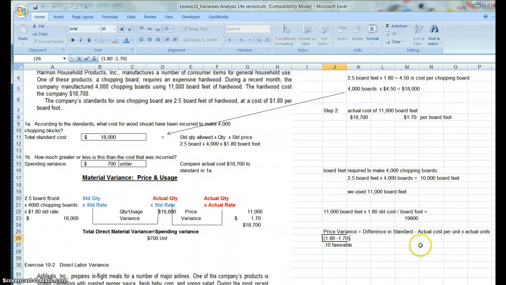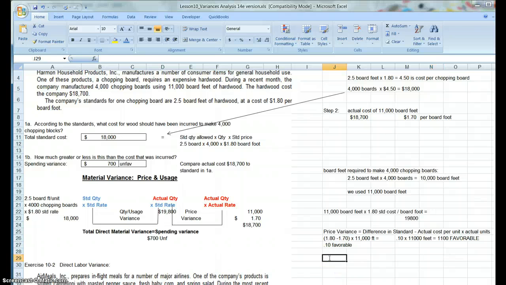But I want to take that number and multiply it by my board feet. I have 11,000 actual feet. So if I do the math on that, 10 cents times 11,000 feet equals $1,100. And I'm going to put in favorable, again because we were 10 cents per unit less than standard.